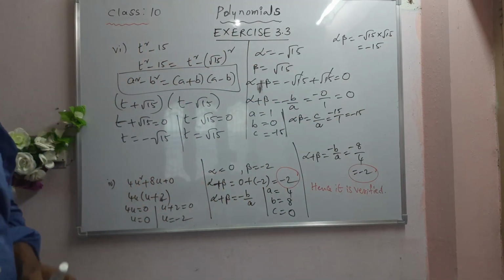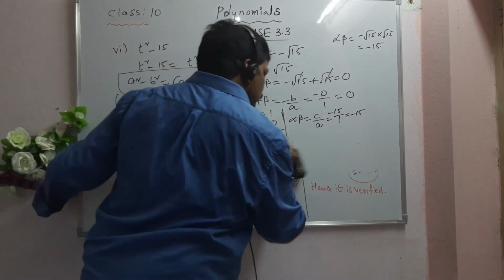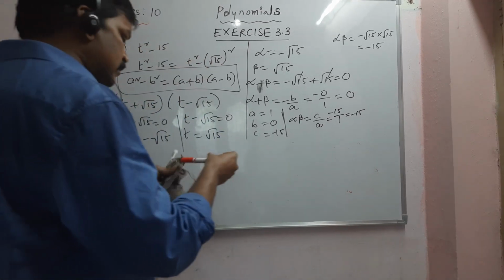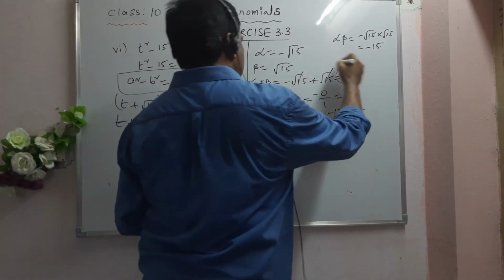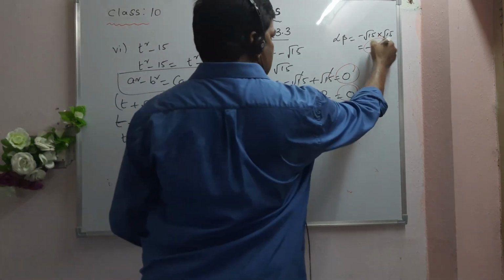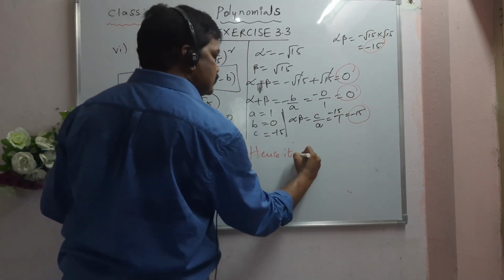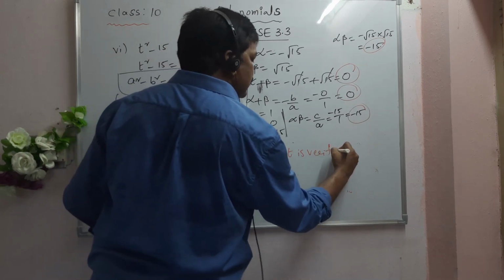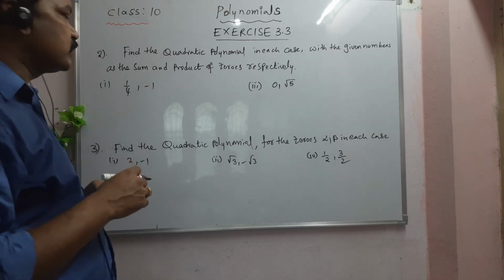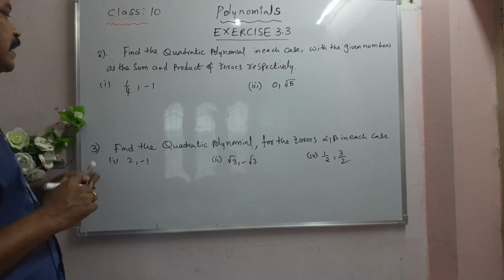See, in the two cases, alpha plus beta is 0, here is also 0 according to their coefficients. Right, alpha beta here is minus 15, here is also minus 15. So you can write, hence it is verified. Understand, children?